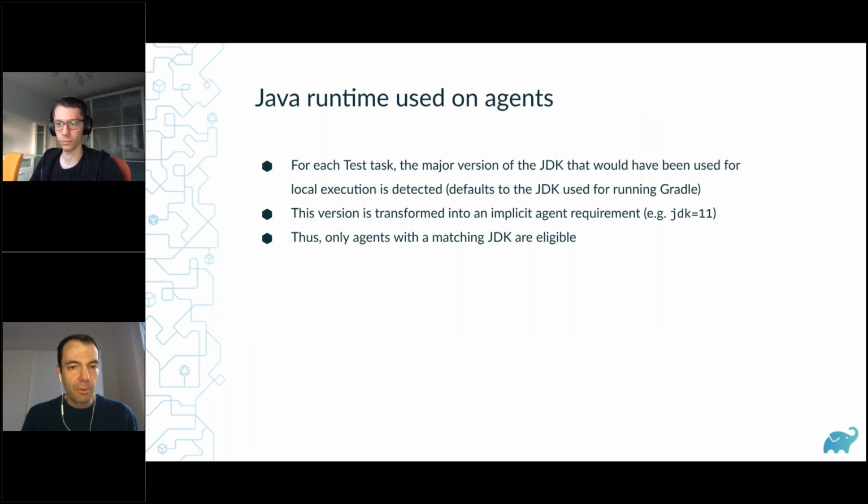A word about the Java runtime used on the agents. For each test task, we detect the major version of the JDK that this test task would usually be executed with, so which JDK would be used to fork and run the tests on. And we're going to add that as an implicit agent requirement. So the agent does have to have the same major version of Java installed, so you can run the tests on that. Only matching agents will thus be eligible for test execution.